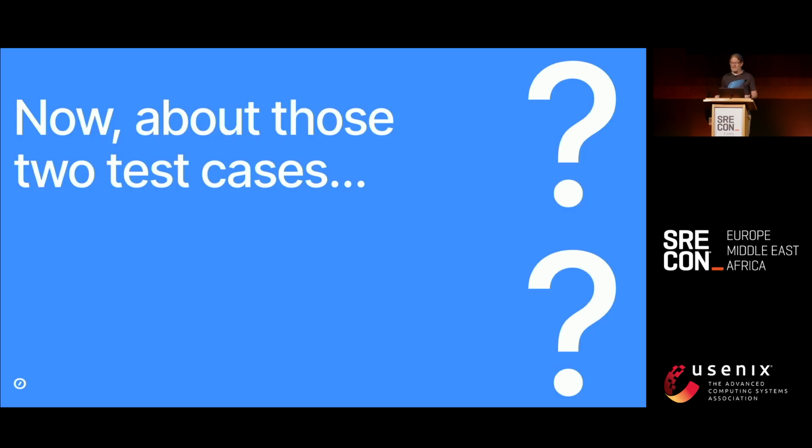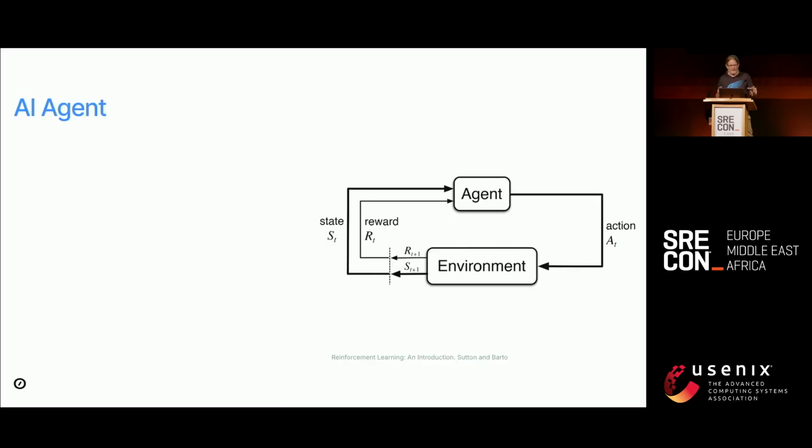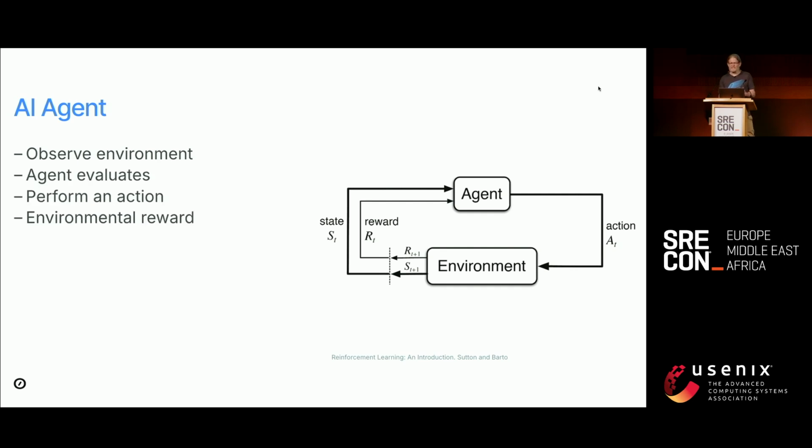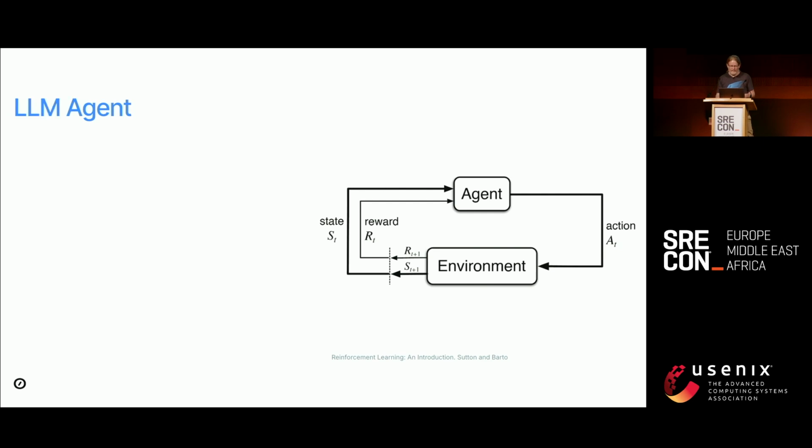And a couple of months later, once we'd gotten rid of our priorities, we started picking up on this and having a look. So how about those 2 test cases? What did we do? Okay, so we knew we needed some sort of agent here. So, this typical Sutton and Barto reinforcement learning agent, it observes the environment, it evaluates, performs an action, gets some sort of reward from the environment, and then it loops until the end of a game or an episode, or it carries on forever if you're doing a continuous control agent.